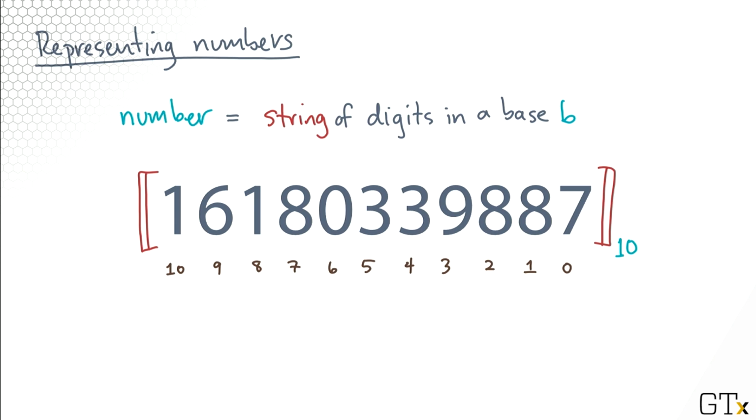Now, given the string, how do you compute its mathematical value? Well, each digit contributes. For instance, consider the rightmost 7. It contributes a value of, well, 7. Now, what about the rightmost 8? It contributes 80 to the final value. And if you continue, what about the 8 that sits in position 7? It contributes 8 times 10 to the 7th power, or 80 million.